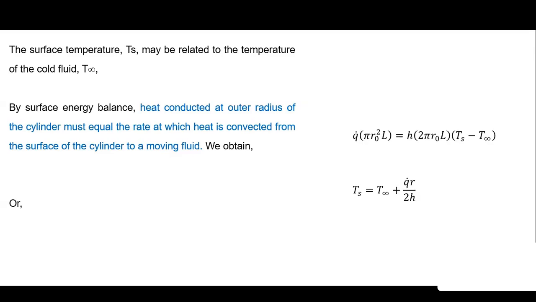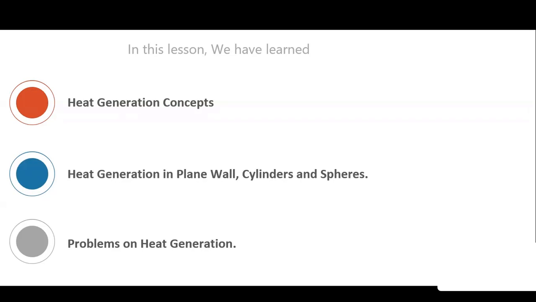So in this lecture, we have learned about the heat generation concepts, what are the applications of heat generation. We have seen the heat generation in plane wall, cylinders and sphere, how the equations are converted into temperature gradient equation and temperature distribution equations, and we have seen some of the problems. And we have solved some of the problems of heat generation for different types of boundary conditions.